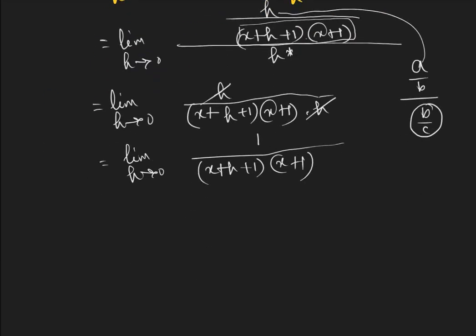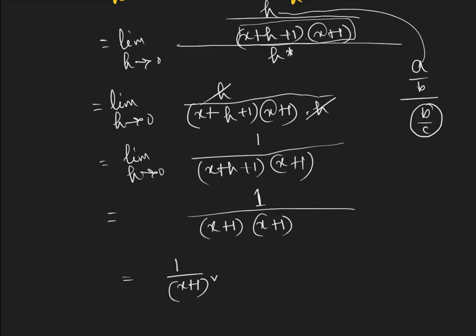Now this is the right time to plug in the value h equals 0. So 1 over x plus 1 and x plus 1, as h is equal to 0. So we could write down 1 over x plus 1 whole square. So this is the final answer.